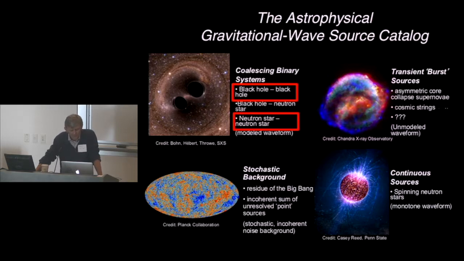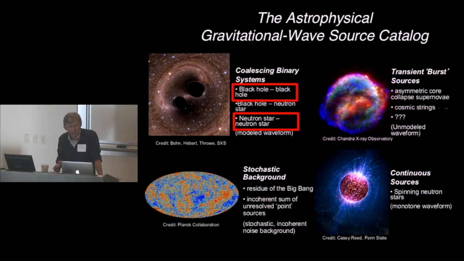There are stochastic noise sources, so these would be noisy backgrounds. They come from either the Big Bang itself or, more likely, the kind that LIGO will see will be a superposition of all of the black hole mergers and neutron star mergers that have taken place in the past. Those remnants are still with us because gravitational waves never get absorbed. They don't interact with matter, which is why they're so hard to detect.